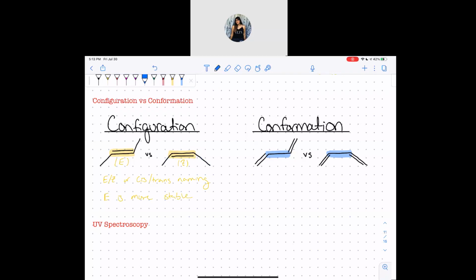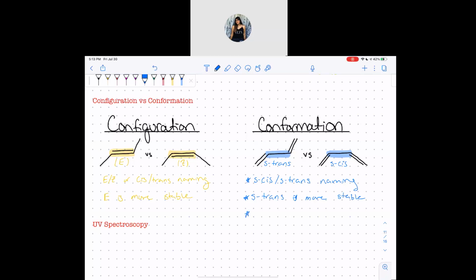For conformation, we're going to use S-cis and S-trans naming. This guy is S-trans because the groups are pointing to the opposite sides. And this guy is S-cis because they are pointing to the same side. And in this case, S-trans is more stable.